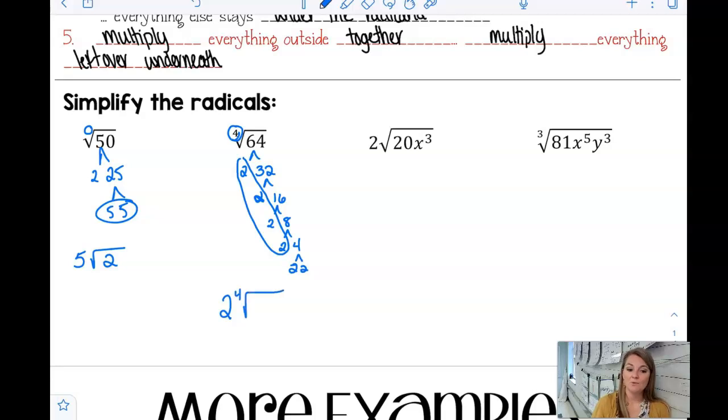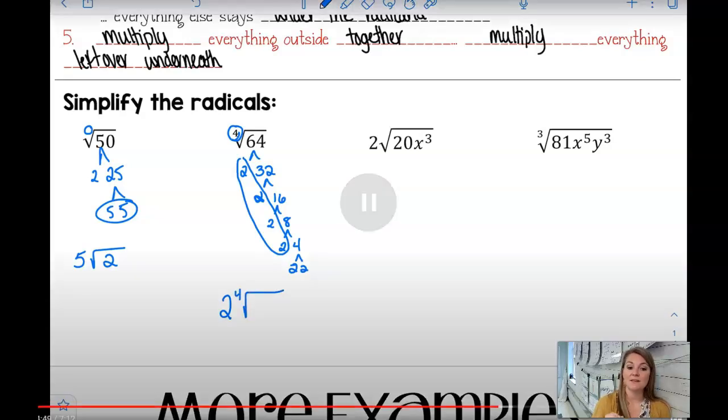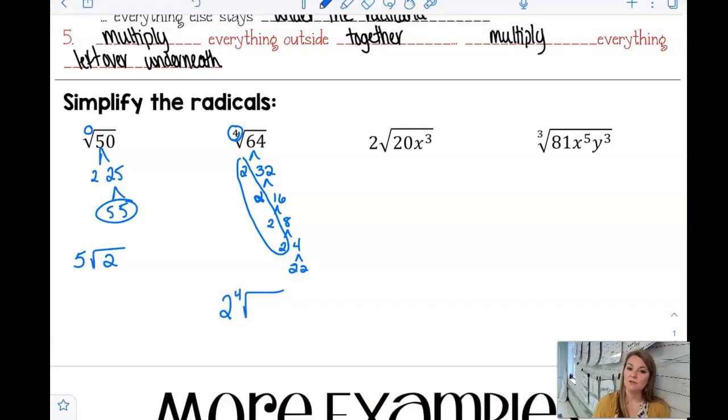I have the 4th root of what's left over. What's left over is 2 and 2. I need to multiply my leftovers. So 2 times 2 is 4. So 4 is what goes underneath the radical and becomes my radicand.